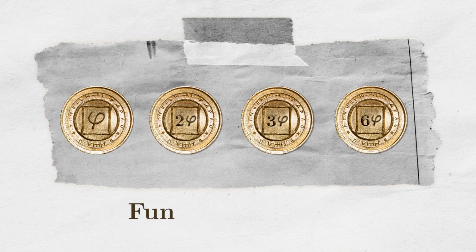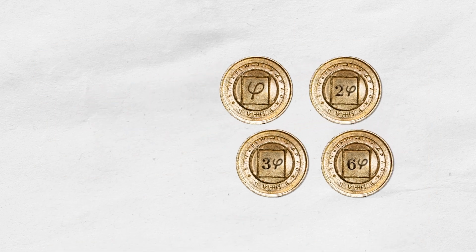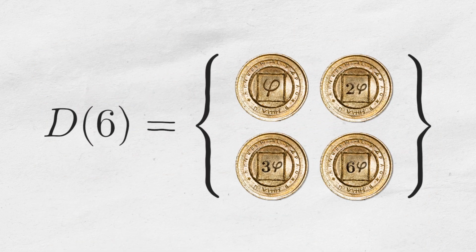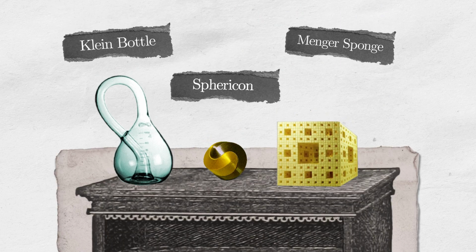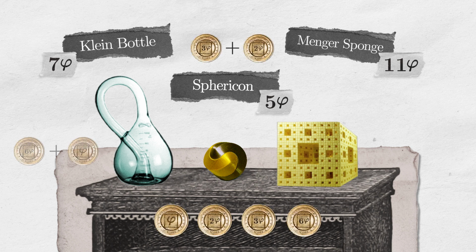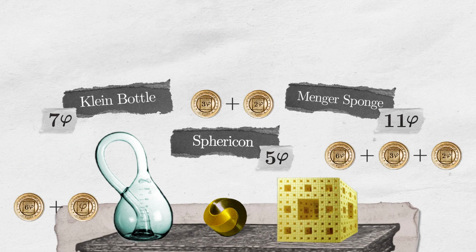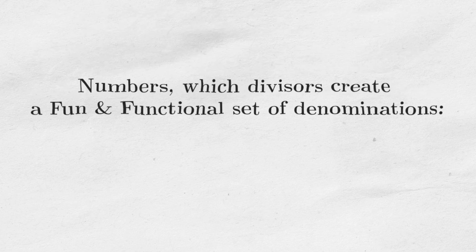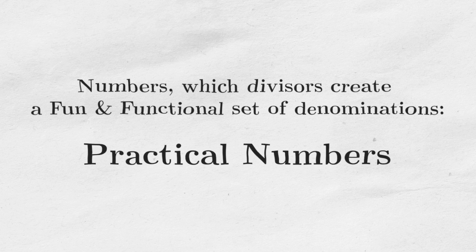In the process of choosing denominations, you decide to make them fun, but also functional. On the one hand, you require them to be a set of divisors of some natural number, but on the other hand, you want each of your items to be purchasable without change by anyone who is in possession of exactly one of each denomination. For practical uses, you decide to make the numbers that produce such sets of divisors practical.